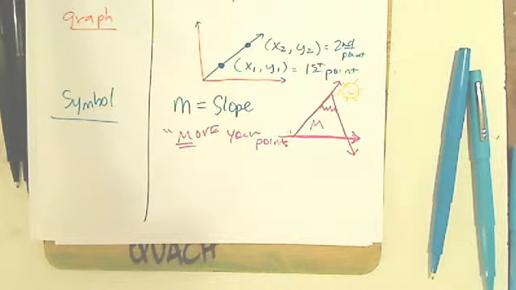M, slope. M, slope. Later we'll call slope K. I know. I'm so sorry. It's going to be K next week. Okay. Why don't we just change it to... I'm not kidding.